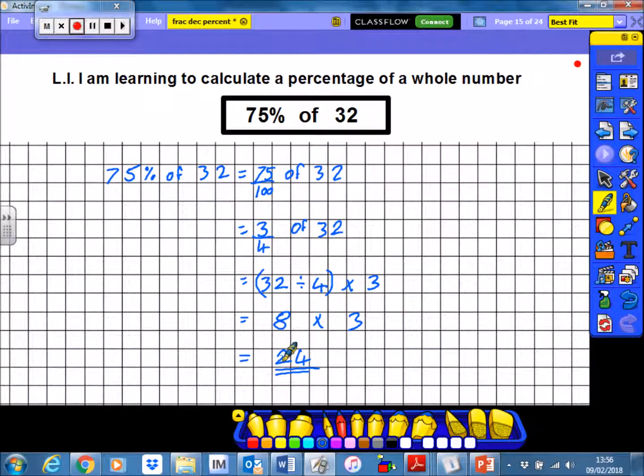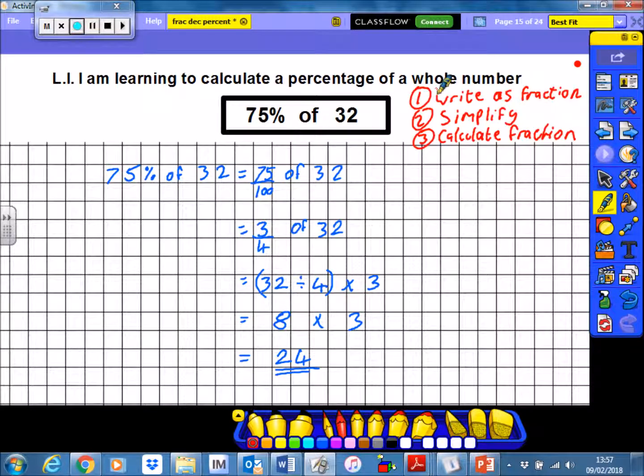So our strategy, again, just to refresh, was 1, to write out the percentage as a fraction, as we did here. 2, to simplify the fraction, as we did here. And then 3, calculate the fraction as normal by dividing by the bottom and then timesing by the top.